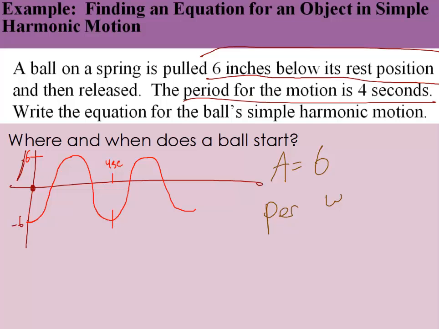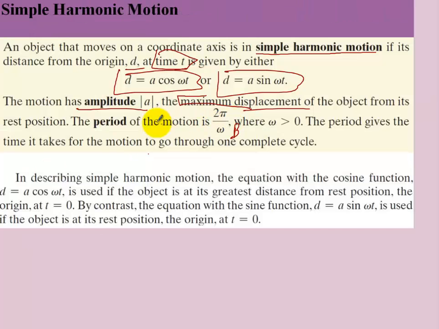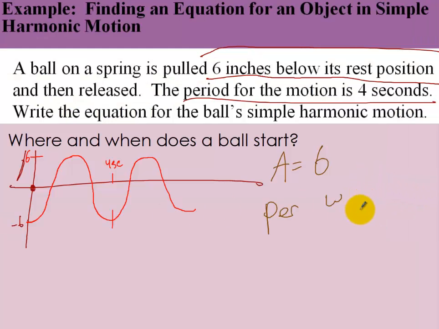So to find W, the period of the motion is 2 pi over W, where W is greater than 0. So the period is going to be 4 seconds, which has to be 2 pi over W. Okay, so that's the formula. We've got to find W to plug into the function. So another way to write that is W equals 2 pi over 4, so that equals pi over 2.